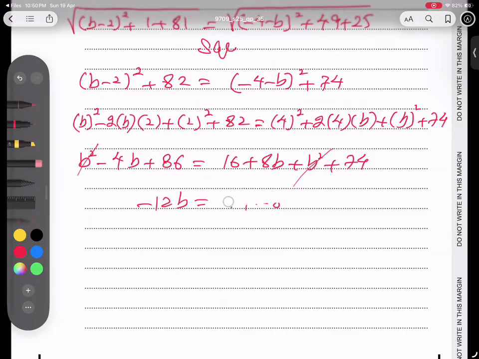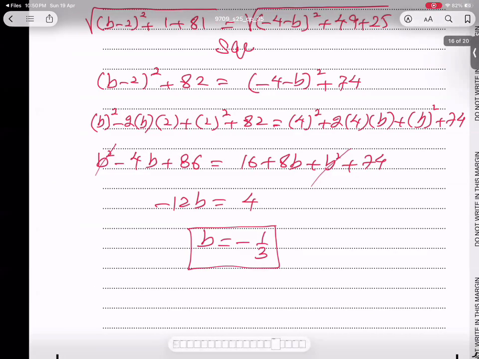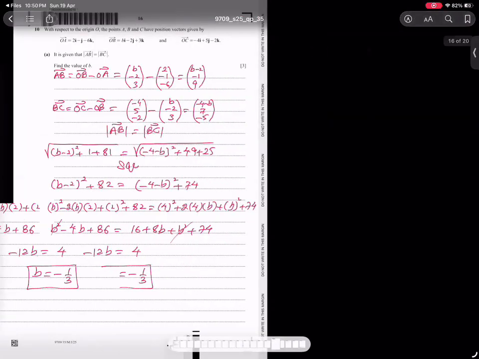Sorry, I have to check the third value also. And the third value is, we can see 74 plus 16 and negative 86. I'm getting here 4. And b becomes negative 1 over 3. So I hope the point is very clear. This part is done. So let's go for the next part.